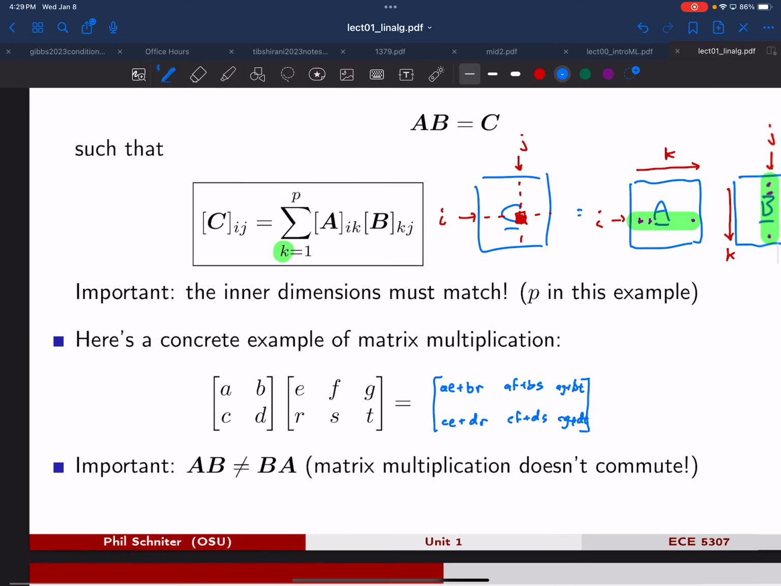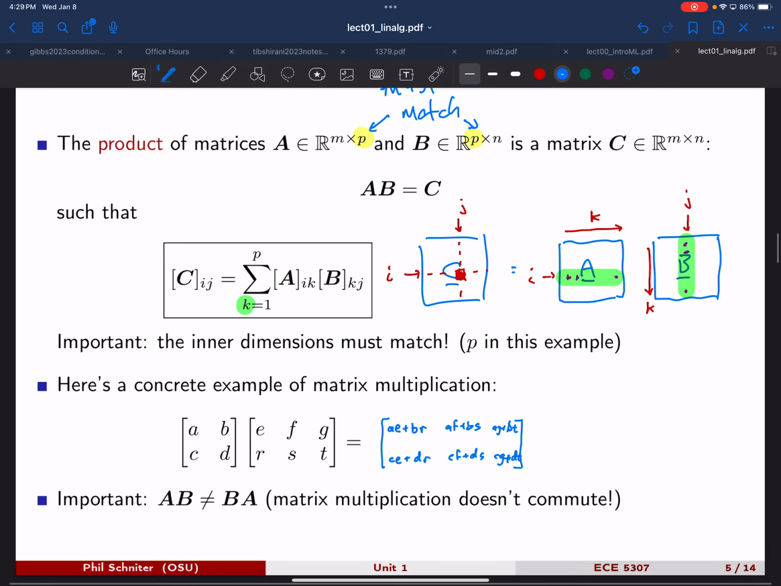Okay. All right, so something to keep in mind when we do matrix multiplication is that the order matters. Matrix multiplication does not commute like scalar multiplication does. So A times B is not the same as B times A. It might have completely different dimensions depending on the order of the multiplication.